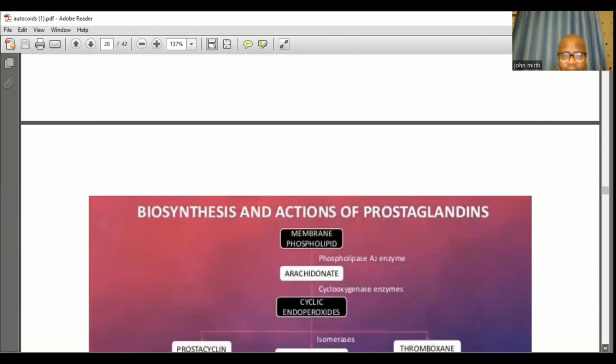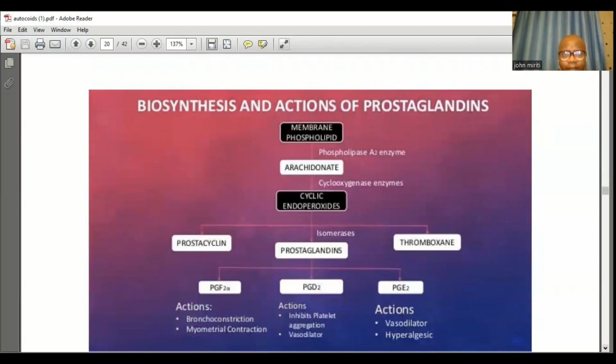So let us see how synthesis of prostaglandins happens. How does it take place that the prostaglandins are synthesized by the cell? You know that there is a cell membrane, and the cell membrane contains phospholipids. There is an enzyme called phospholipase A2, which acts on the phospholipids and converts them into arachidonic acid. Then arachidonic acid is converted by the cyclooxygenase enzyme, which converts it into cyclic endoperoxides.